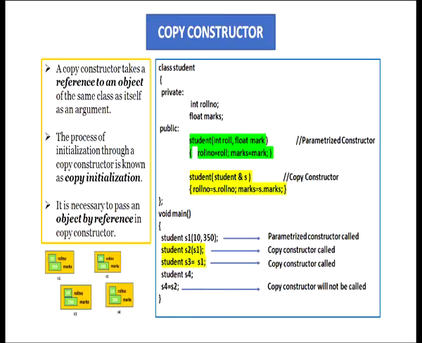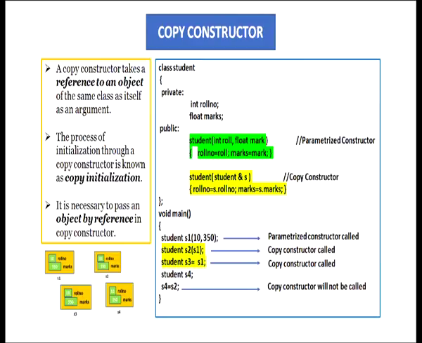Now, let us go to main to see the execution. The first statement is student S1 10, 350. In this case, as the values of the data members are parameters, the parameterized constructor will be called. You can see the memory diagram. The memory space will be allocated to the data members of the object S1, and roll number will take the value 10 and marks will take the value 350.